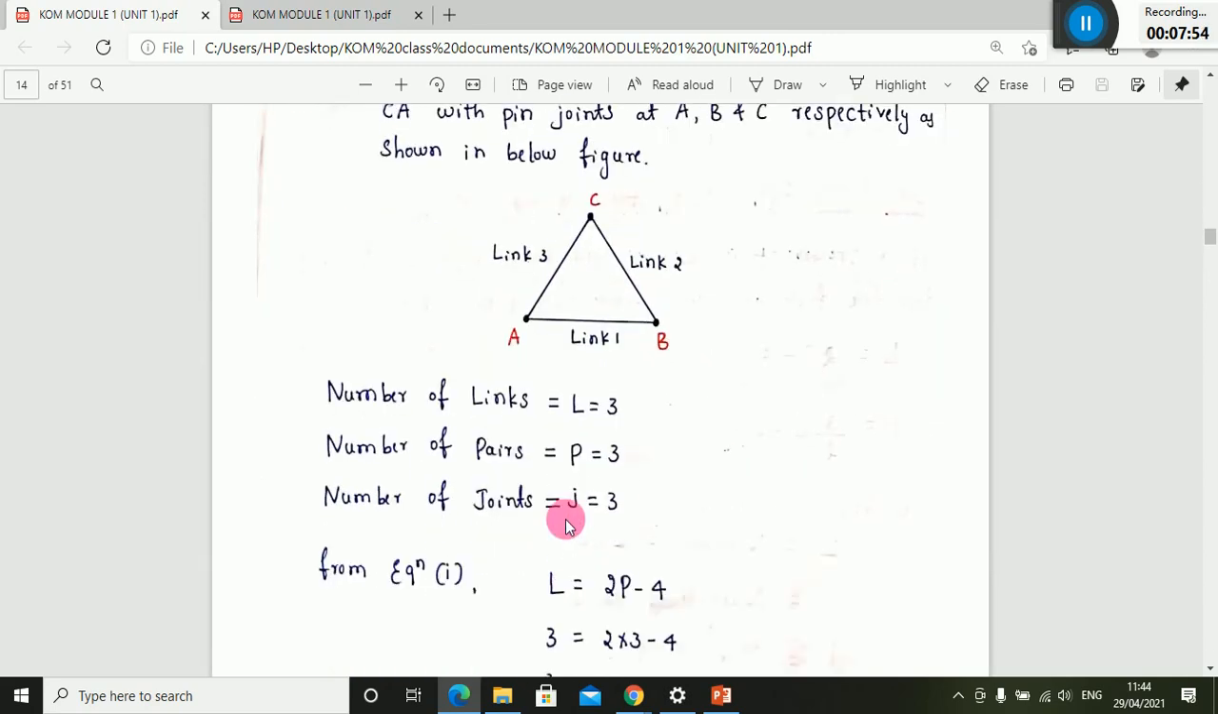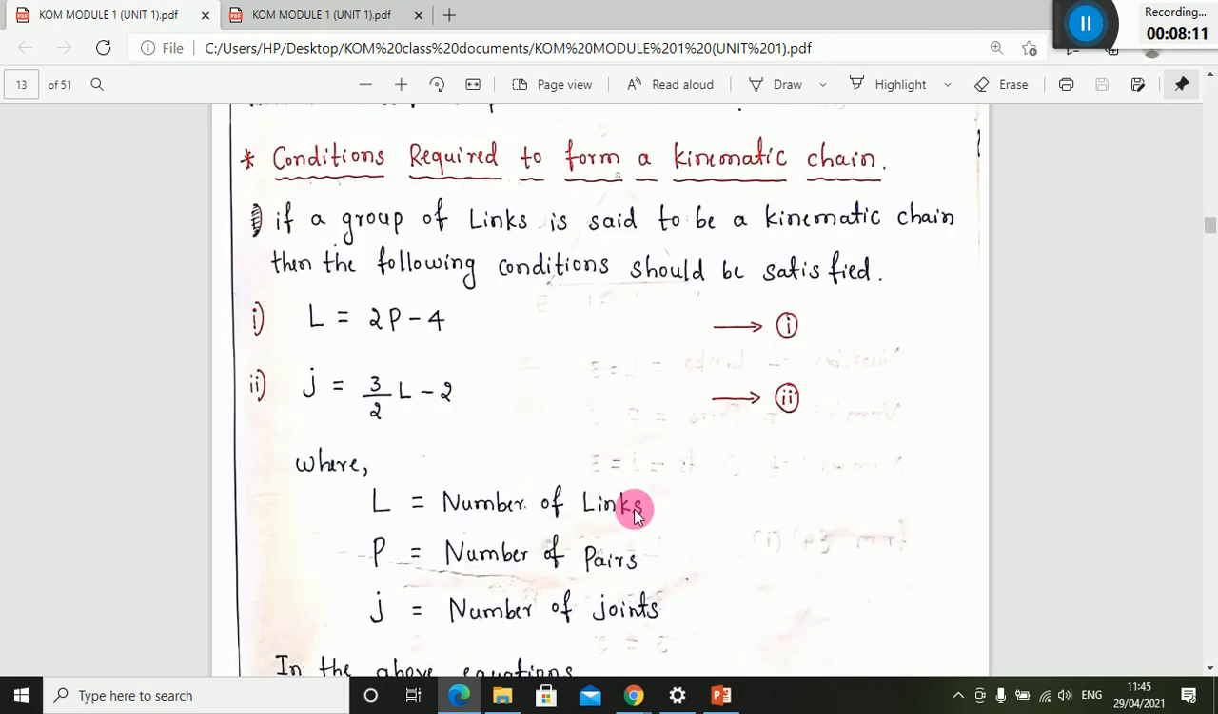So I can list that the number of links present in this figure is L equal to 3. Similarly, the number of kinematic pairs is also 3, and the number of joints is also 3. Use those conditions. What are those conditions? First one is L equal to 2p minus 4, and the other is J equal to 3 by 2 L minus 2. Both conditions have to be satisfied.